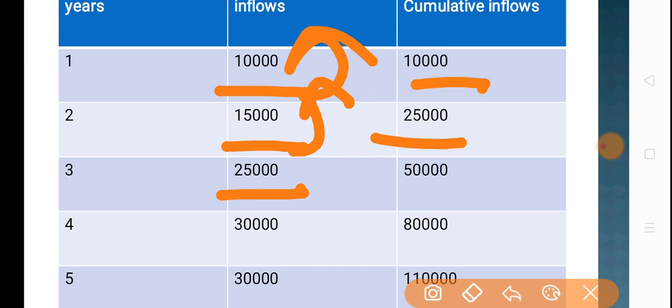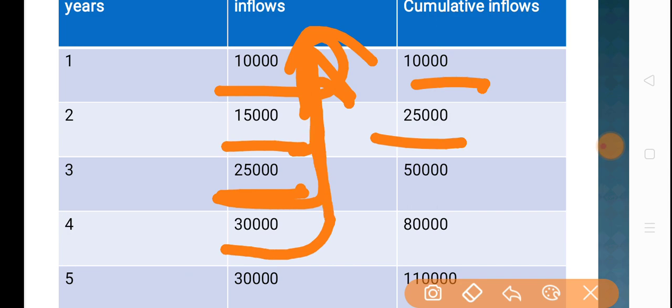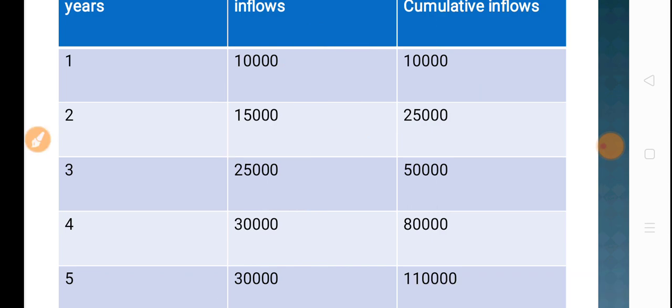So we want to add 25,000 with all these inflows. Okay, like that we are continuing. Then in the fourth year, 30,000 plus 25,000, 15,000, 10,000. In the previous year also they have 30,000, so add 25,000, 15,000 and 10,000. Then you will get 1,10,000. Okay, like that we are finding cumulative inflows.